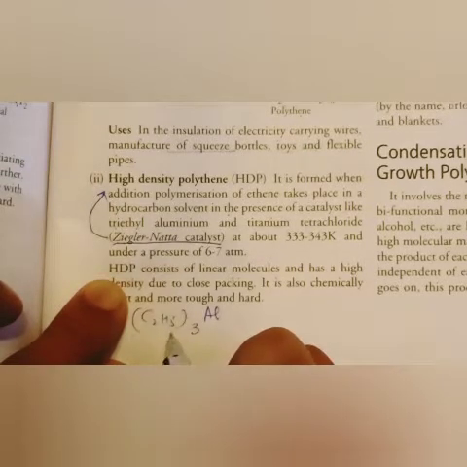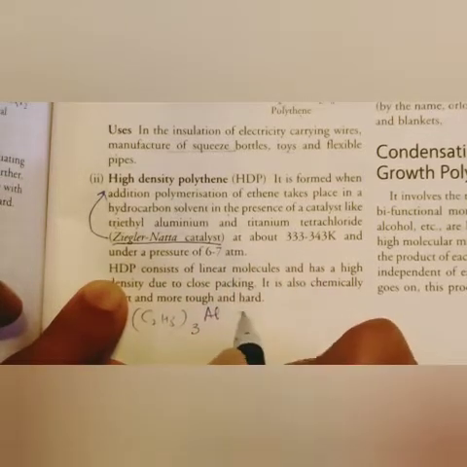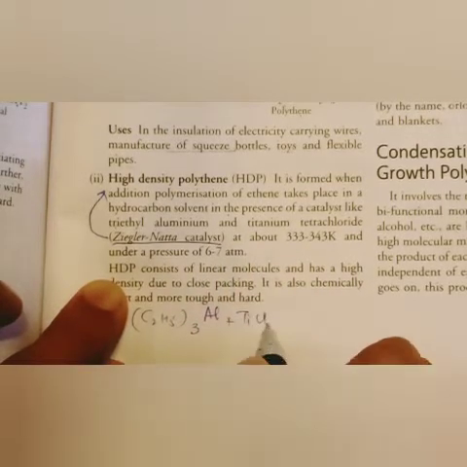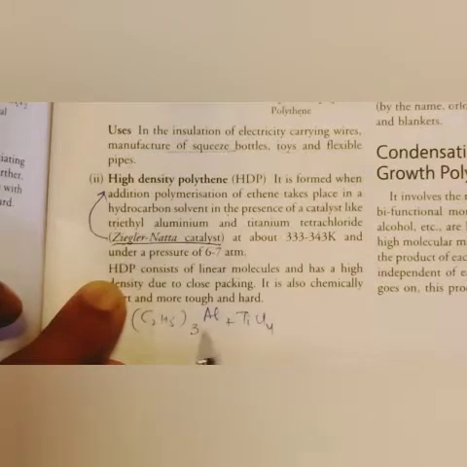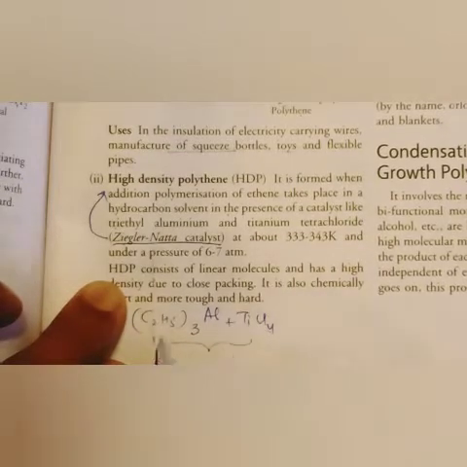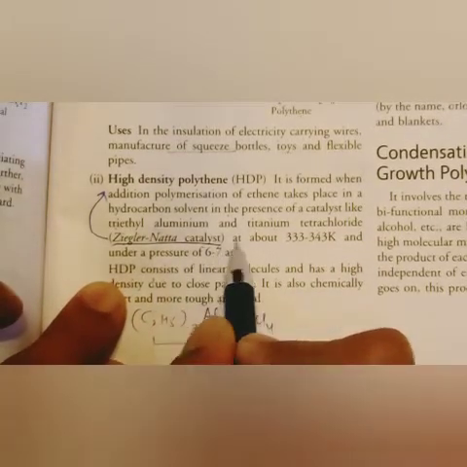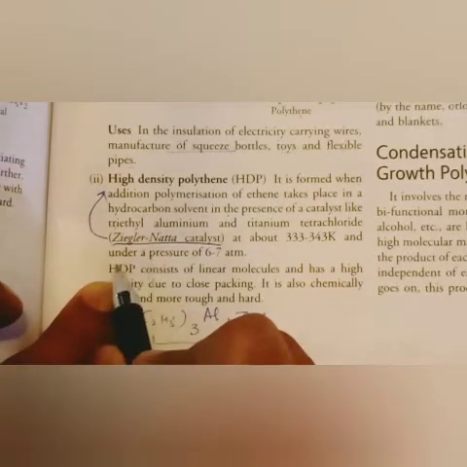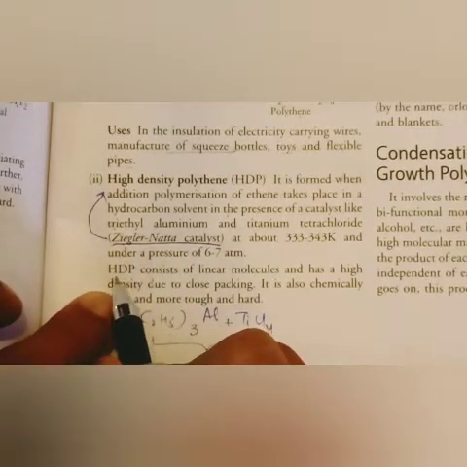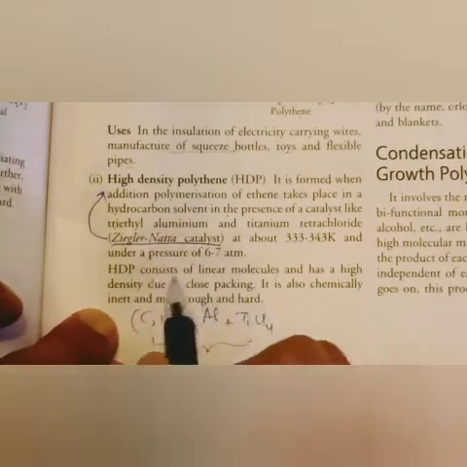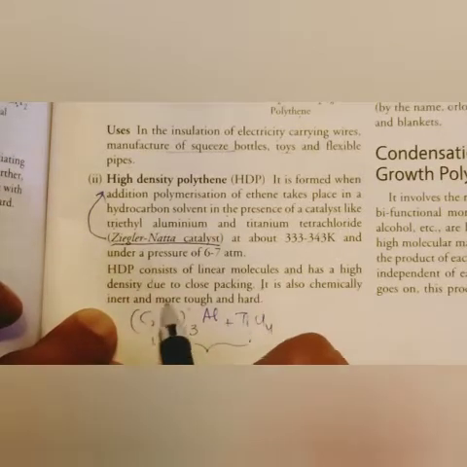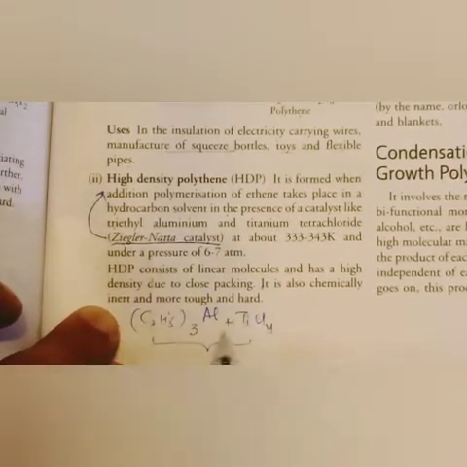plus titanium tetrachloride. The combination of these two is called the Ziegler-Natta catalyst, used at about 330 to 343 Kelvin and under a pressure of 6 to 7 atmosphere. It is a linear molecule with high density. Due to close packing, it is also chemically inert, and more tough and hard.